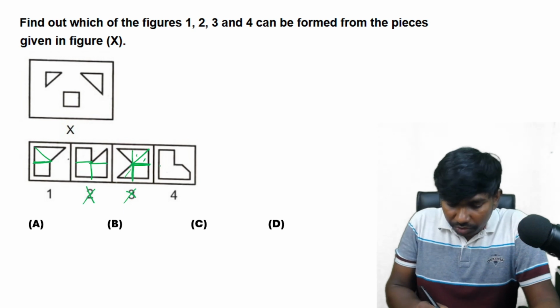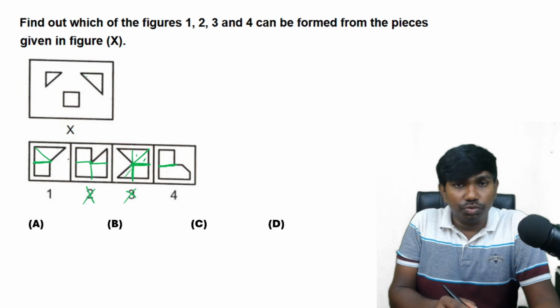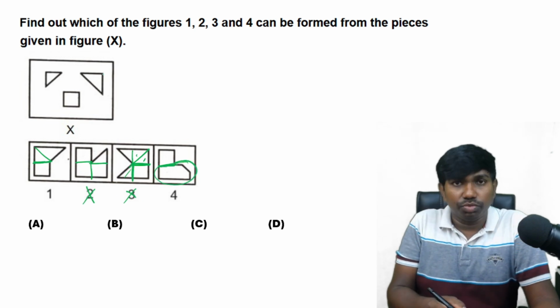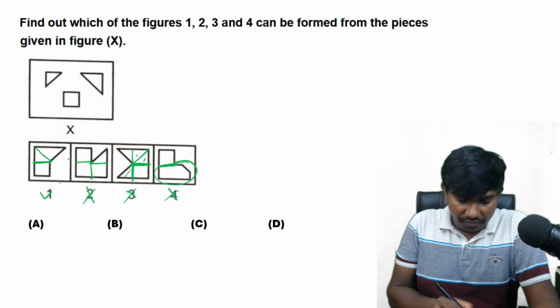And here if we take out a square, we cannot get the rest of the figure using these 2 triangles, right? So this figure cannot be made using those 2 triangles. So then the answer must be figure 1.